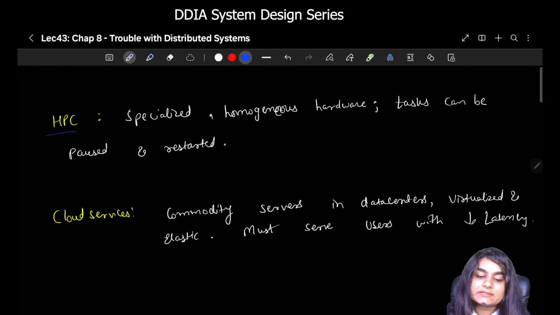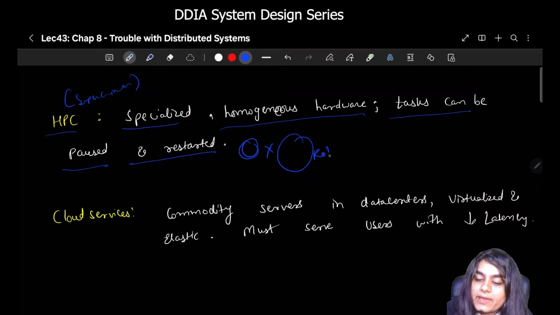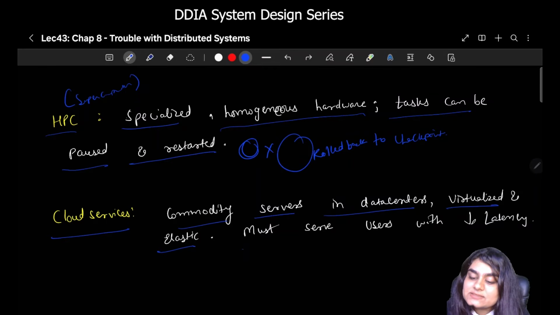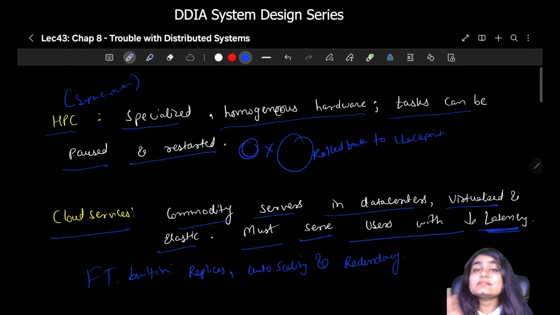So, HPC, that is supercomputers, use specialized homogeneous hardware. Tasks can be paused or restarted. If a node fails, the whole job is rolled back to the checkpoint. In this, downtime is acceptable. Cloud services run on commodity servers in the data centers, are virtualized and elastic, and must serve users with low latency. Fault tolerance is built in. Replicas, auto scaling, and redundancy ensure the service stays up even if some machines crash.